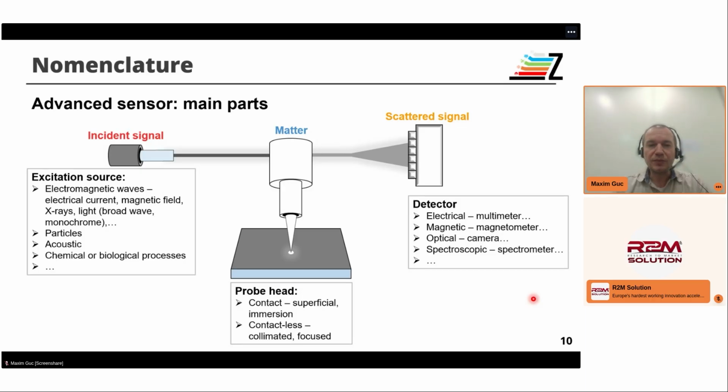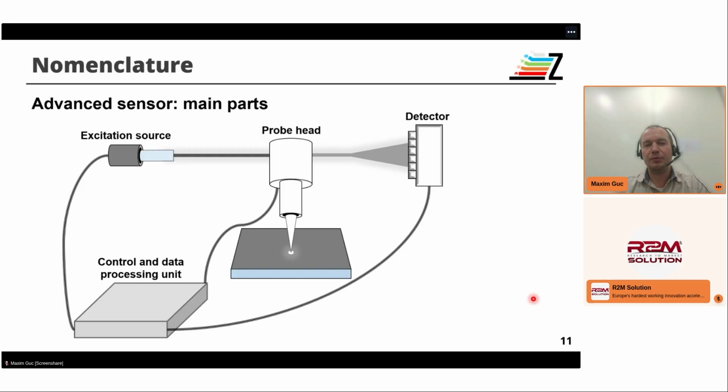And of course, we need some unit that controls the sensor and collects the data in order to process it afterwards. Even if it's maybe not the main or most critical part of the sensor, it should always be present: this control and data processing unit that collects the data, controls different parts of the sensor and so on.